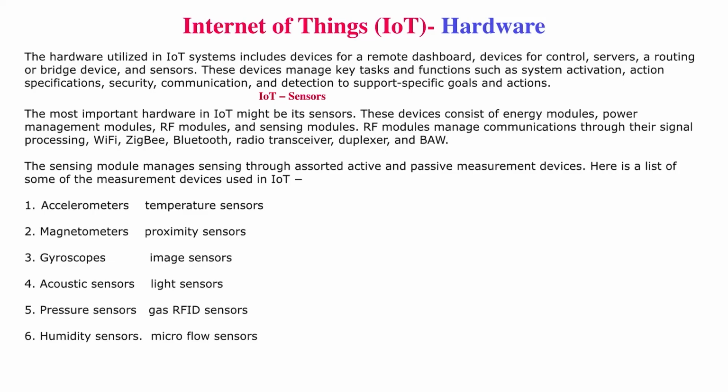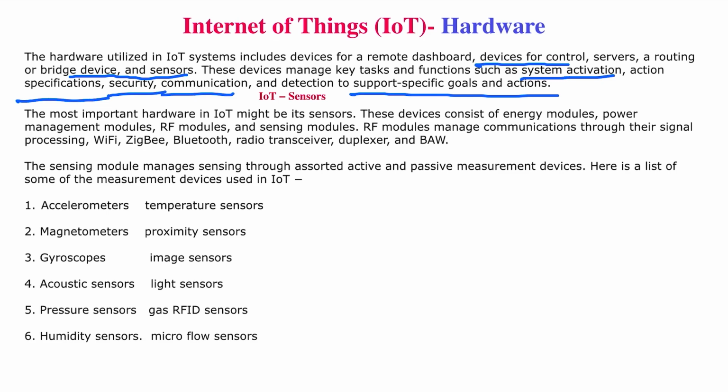IoT hardware. The hardware utilized in an IoT system includes devices for a remote dashboard, devices for control, servers or routing or bridge devices, and sensors. These devices manage key tasks and functions such as system activation, action specification, security, communication, and detection to support specific goals and actions. So, what are the main functionalities of IoT hardware?